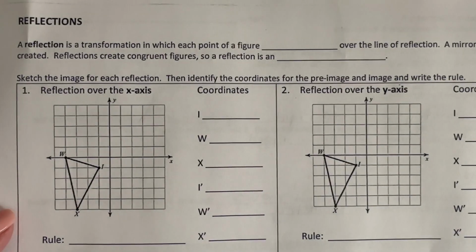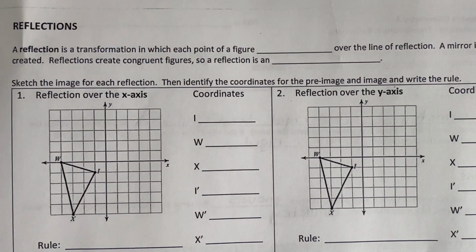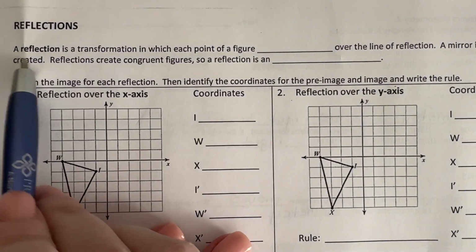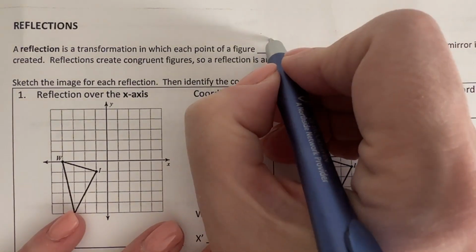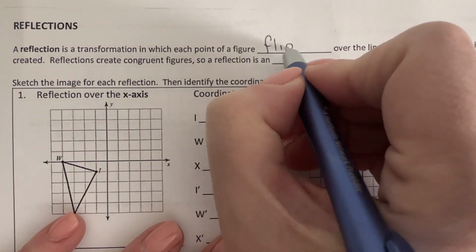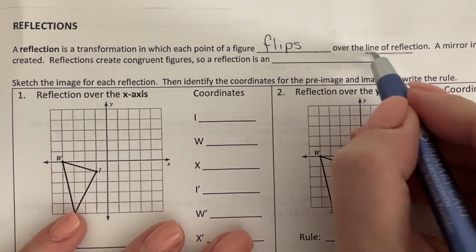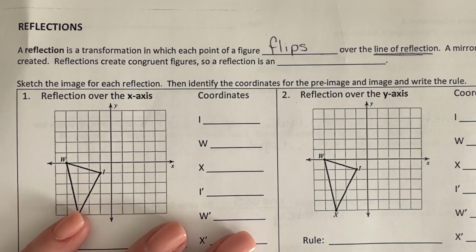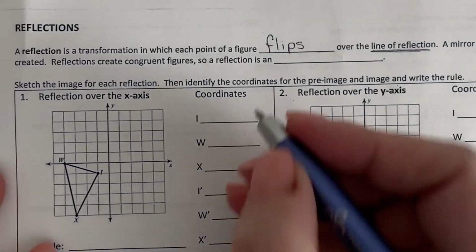Okay, so our next page involves reflections. Now there's a bunch of different kinds of reflections. It depends on what you decide to reflect over. So a reflection is a transformation in which a figure flips or reflects over a line of reflection. Now that's going to vary, so you need to make sure you're paying attention to what your line of reflection is. A mirror image is created. The reflection creates congruent figures, so a reflection is an isometry.